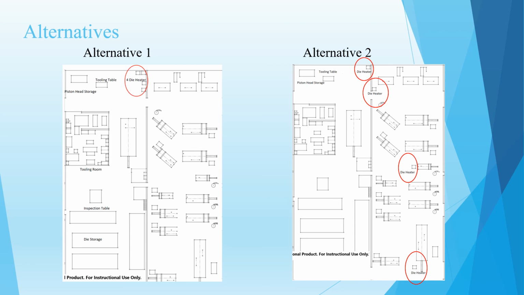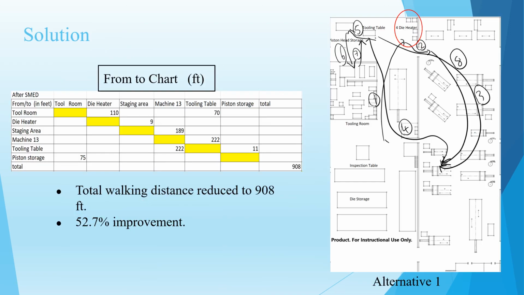We generated two heater location alternatives. The first alternative is to place all 4 oil heaters in one location near the staging area for changeover. And the second alternative is to place heaters throughout the facility as shown in the diagram on the right. The group decided on alternative 1.